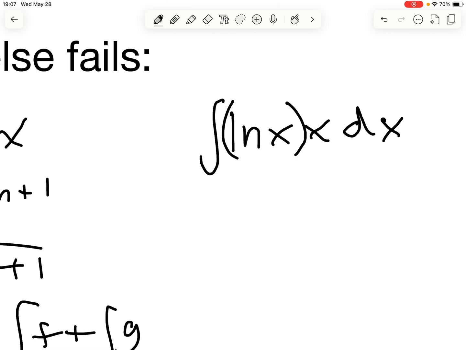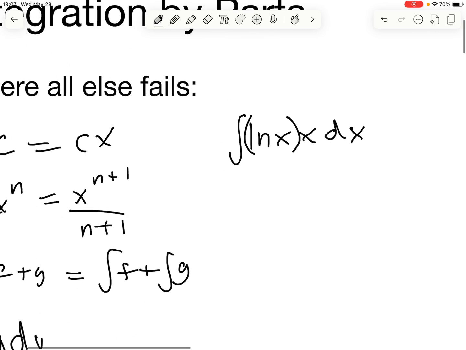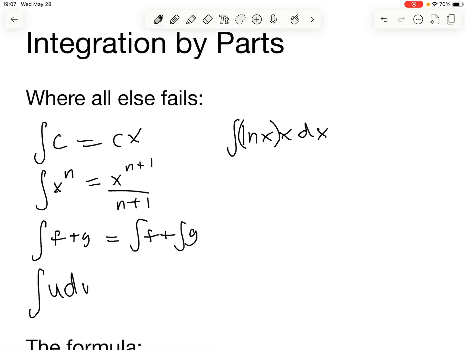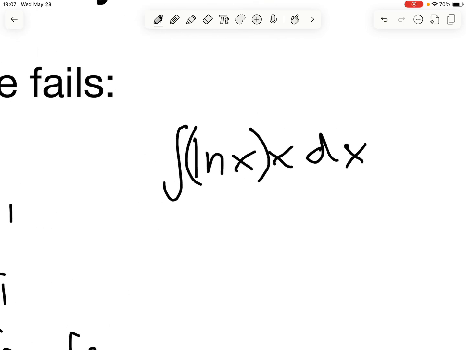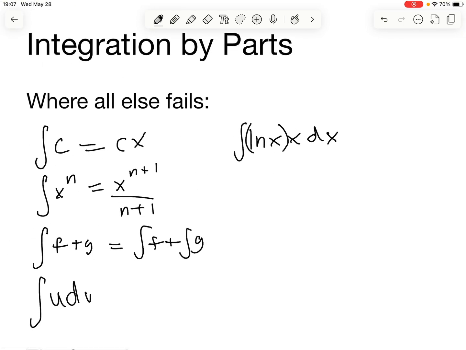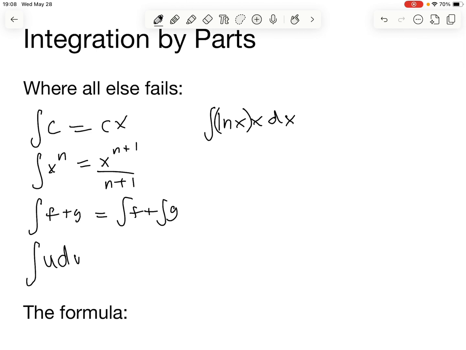Is one of these the derivative of the other? No, because derivative of x is 1, which is not ln x. Derivative of ln x is 1 over x, which is not x. So at this point, we have a function that you honestly probably encounter in a calculus class that you can't integrate, which is mildly concerning given that it literally has two terms and is completely understandable. It's just a logarithm multiplied by a linear function.